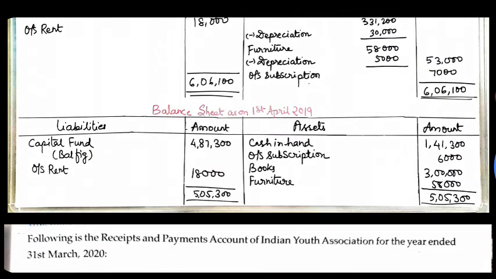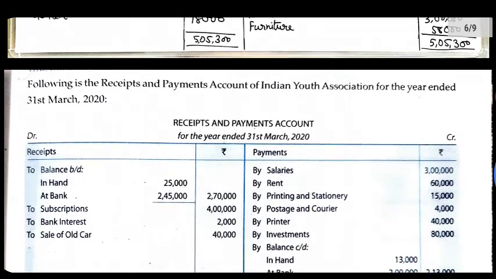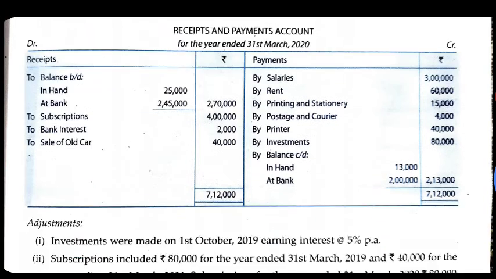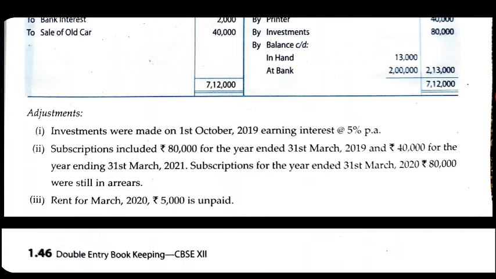And the opening balance sheet goes: cash in hand 1,41,300, outstanding subscription 6,000, books 3 lakh, furniture 58,000, outstanding rent 18,000, so we get a balancing figure, that will be the capital fund 4,87,300. Moving on to the next question. From the following receipt and payment account of Indian Youth Association, we need to prepare income and expenditure account, opening balance sheet and closing balance sheet. This is the receipt and payment account and some additional information is also given.